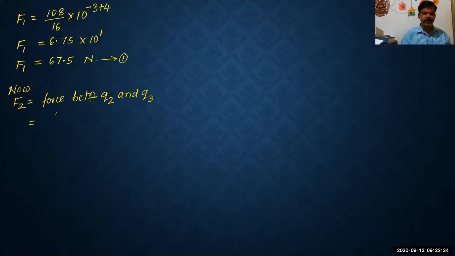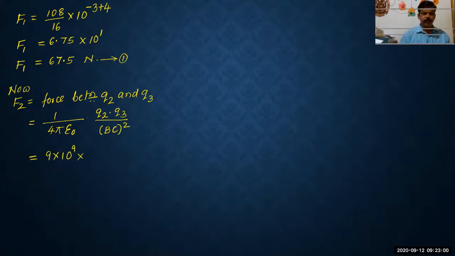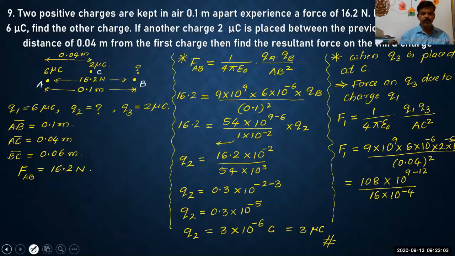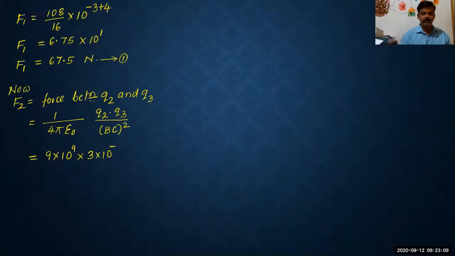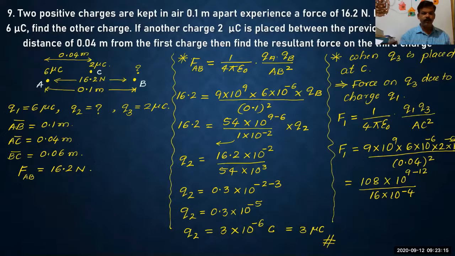So that is written with the same formula, 4 pi epsilon naught into Q2 into Q3. See, that is the change here. Then what is the distance? The force is between the two charges, Q2 and Q3, which are placed at B and C, isn't it? So therefore you have to take BC square. See, 9 into 10 raised to 9. Then Q2, already we have calculated, is 3 microcoulomb. Hence it is 3 into 10 raised to minus 6. Q3 is given as 2 microcoulomb.